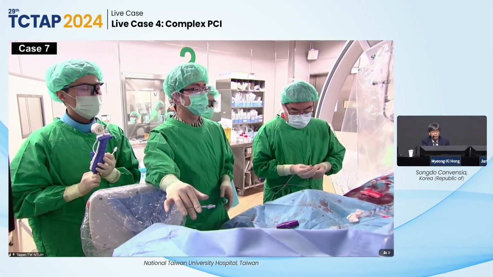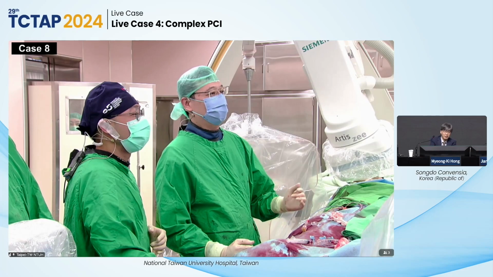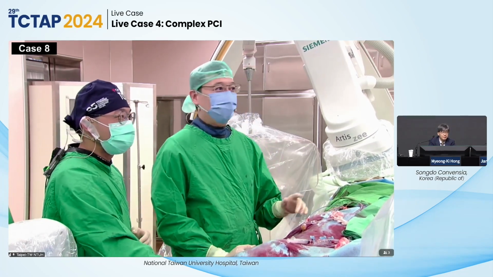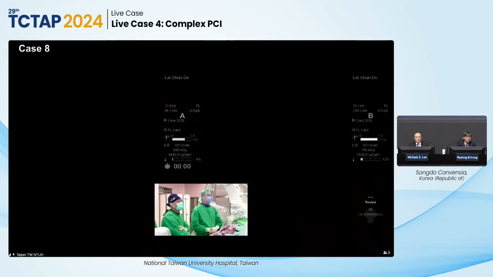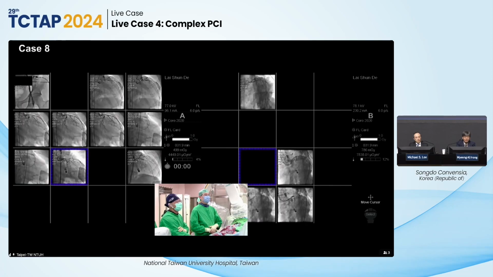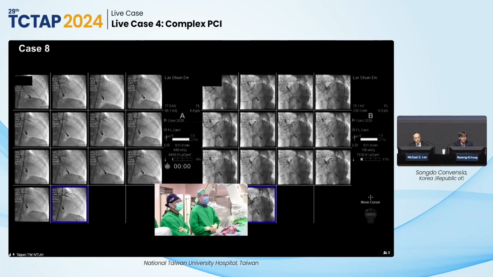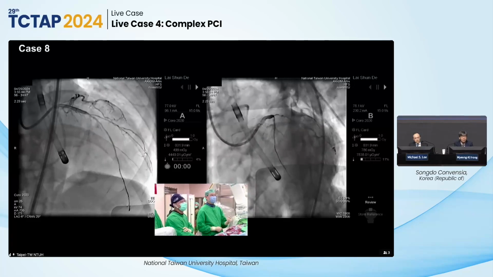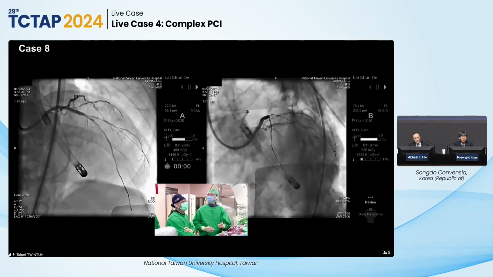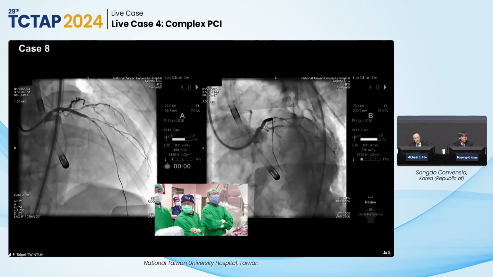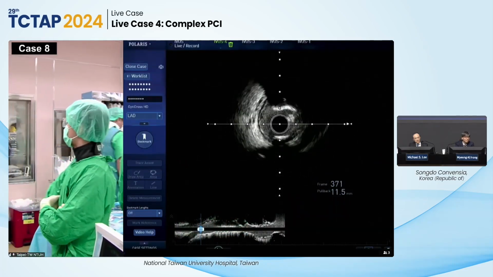Let's move to another room. Dr. Chen's cases. Okay, please show us your result. Okay, let's see the previous angiogram. The last one. So we performed the POT, and we took out the circumflex wire, and this is the angiogram. And let's show the IVUS. Okay. IVUS, please. Okay, IVUS here.